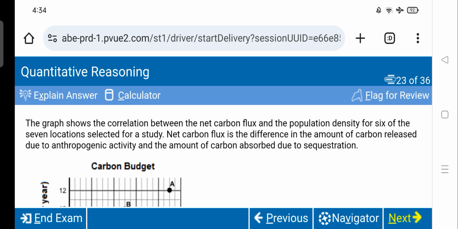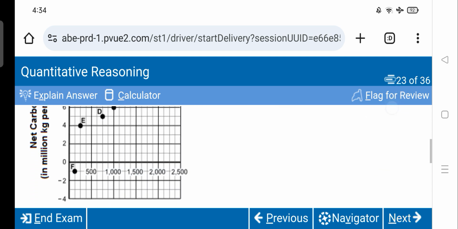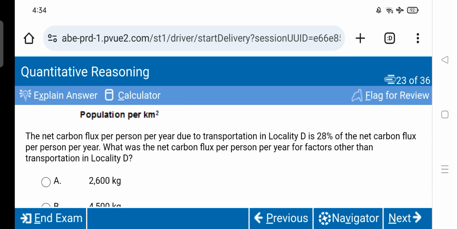Next again we have the same passage with the same chart, as you can see here. So the question is, the net carbon flux per person per year due to transportation in locality D is 28% of the net carbon flux per person per year. What was the net carbon flux per person per year for factors other than transportation in locality D?